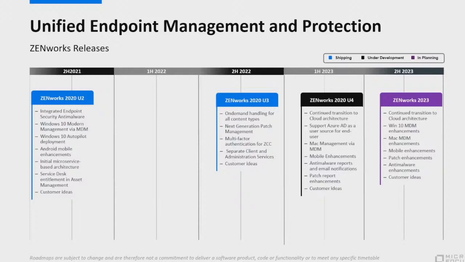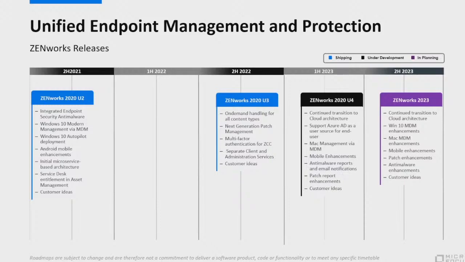So we just released 2020 update 3. You can see that here. Our next release will be 2020 update 4, and that will be another system update release, where we're going to continue our transition to cloud architecture. For example, the microservice that we did for patch, we're continuing to do those types of things for the other capabilities, to be able to manage those and have a better cloud offering or better support within the cloud.